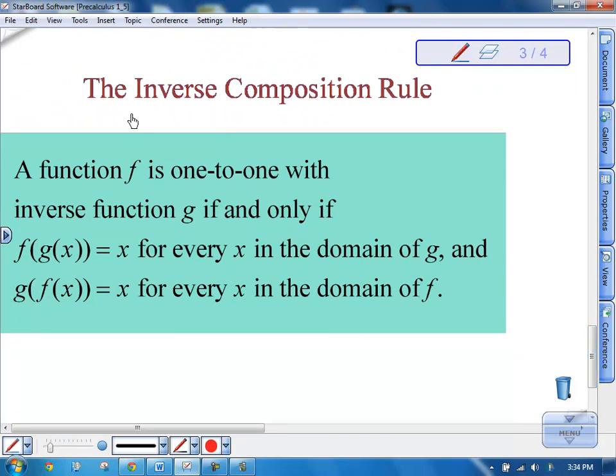Okay. The inverse composition rule is a good one too. You can tell if functions are inverses of each other. If you do the composition, you'll get x, because inverse functions undo one another. So if you have a function that does a certain thing, when you evaluate the inverse, it'll undo what the original function did. So you'll just get the value back that you plugged in. Either way.